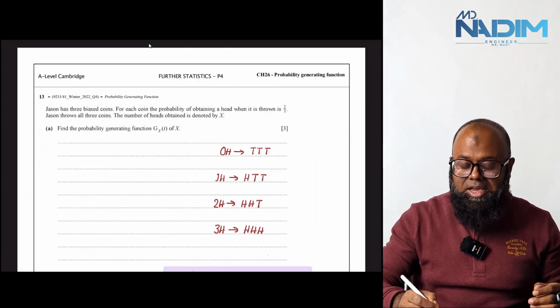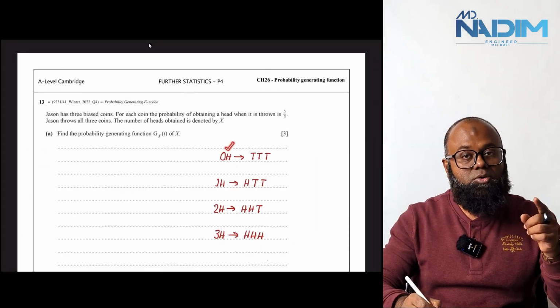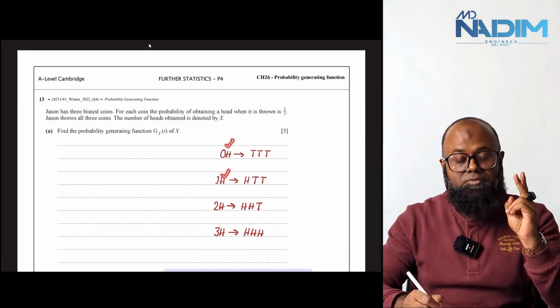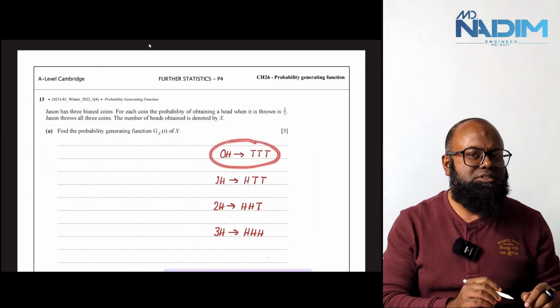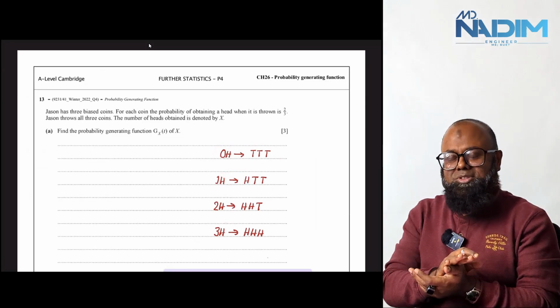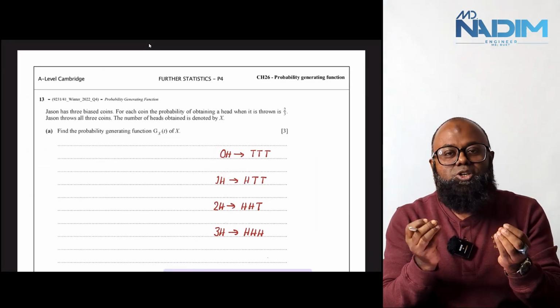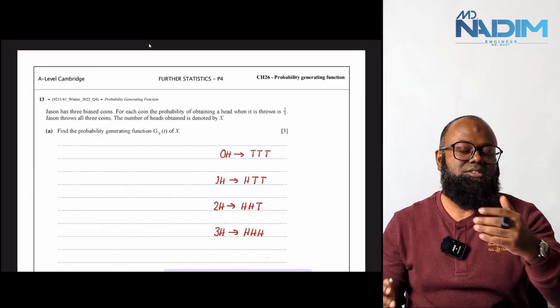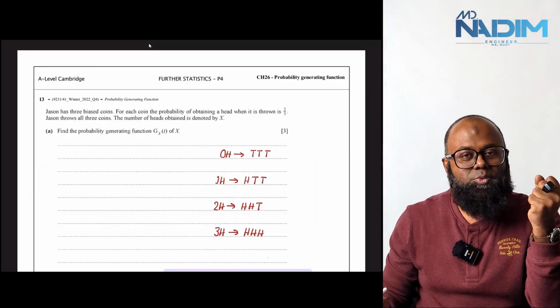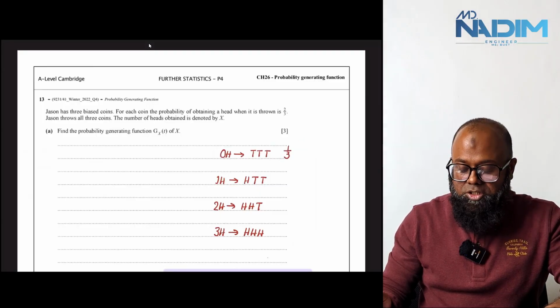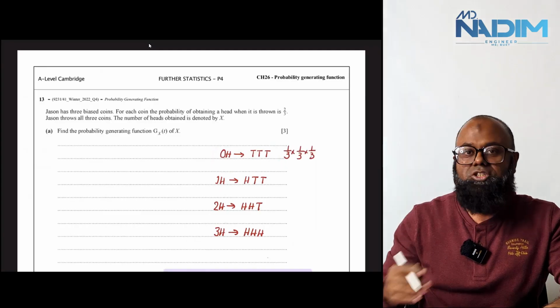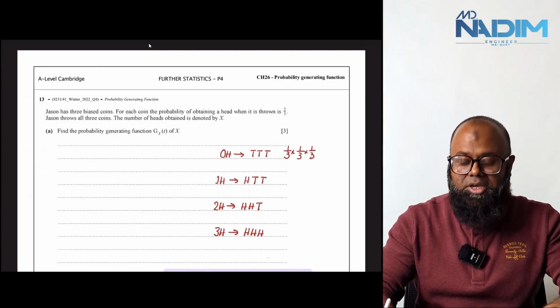That means we can have the value of x as 0, 1, 2 and 3. Now we need to find the probability of each, and to find this we don't need the concept of further statistics. This is a very simple concept of S1. Now here we can get 1 by 3, 1 by 3, 1 by 3, each trial multiplied, that gives you 1 by 27.